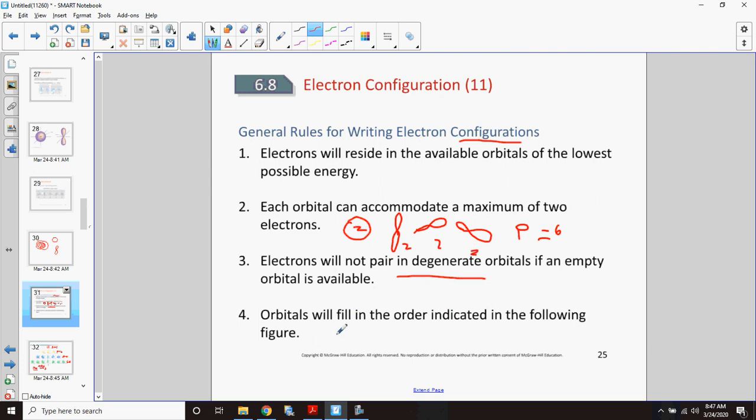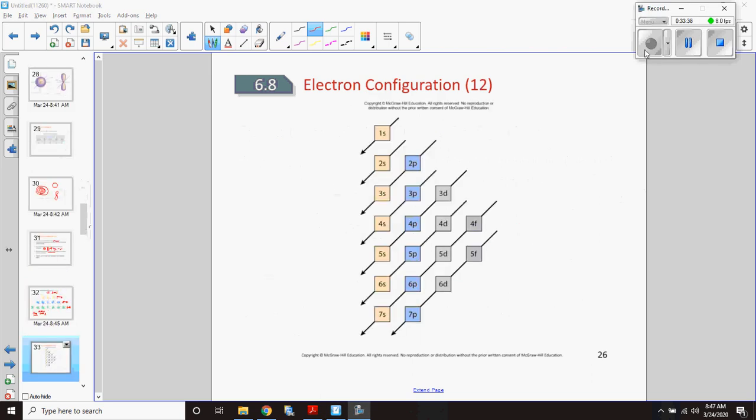And then last, orbitals will fill in the order indicated in the following figure. So let us go to the following figure. Here it is. This is the direction that orbitals get filled. And this is our start point up here. For any atom, we have to start from this specific orbital and then work our way on. So basically, we go through 1s and we come back up here to 2s, and then 2s to the 2p.